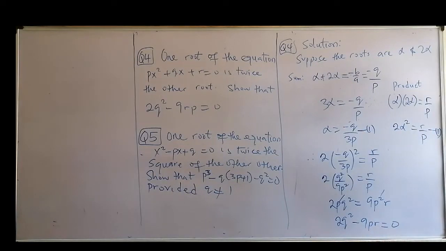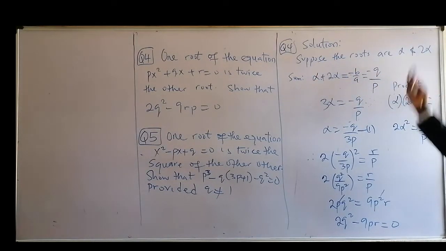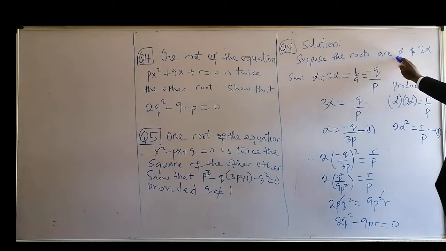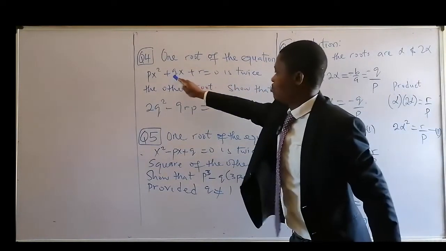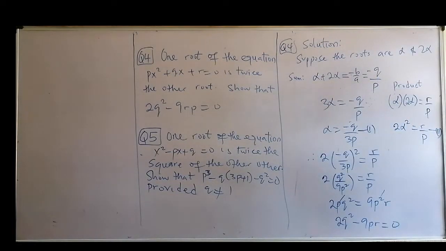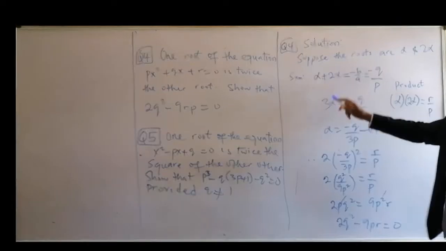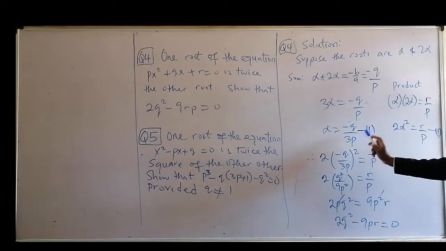So we've done what is required of us. We've done what we are told to do. So that's just that on this question. Let me quickly recap it. We know that one of the roots is twice the other one. So the roots will just be alpha and 2 alpha. So the sum will be alpha plus 2 alpha equal to minus q over p. Then alpha plus 2 alpha is 3 alpha. Then make alpha the subject: divide both sides by 3. Then you have this, called equation 1.